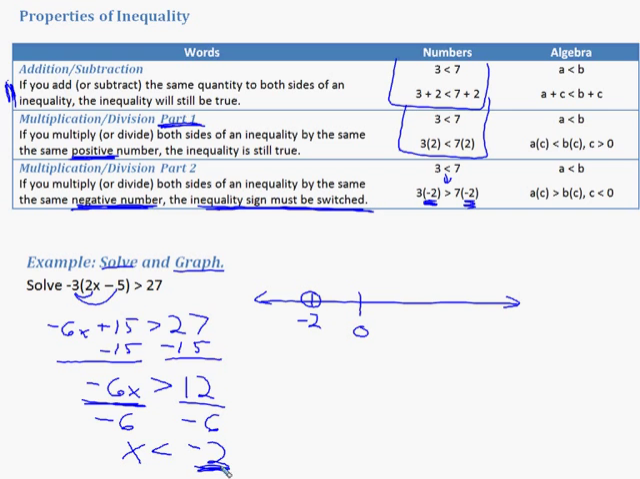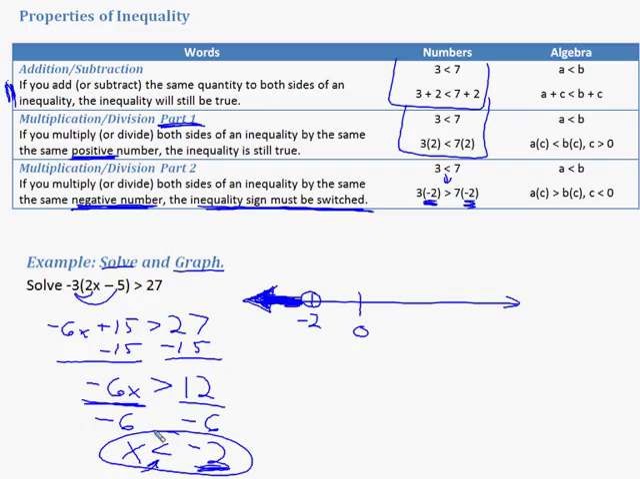This also should be reviewed, but since there's not an or equal to sign on there, there's not a line underneath, this stays open because -2 is not part of the solution. And then we want to highlight everything to the left, or everything less than -2. And we're going to go ahead and bold this arrow to show that that continues. And so here is the solution. It's saying any value that's less than -2 will work in here.